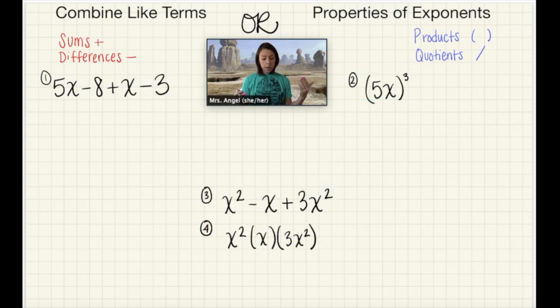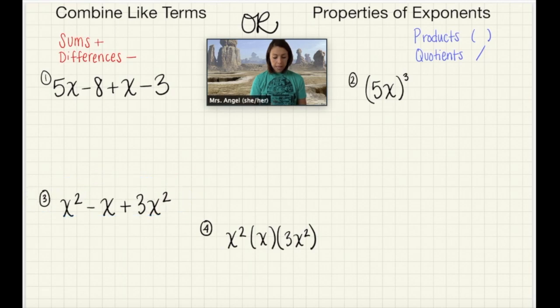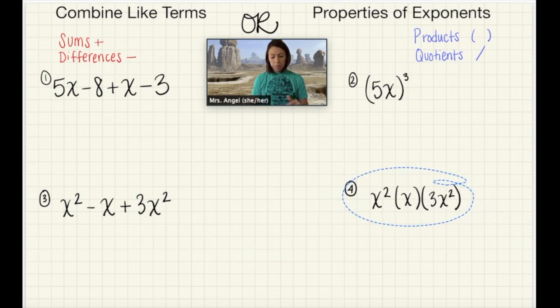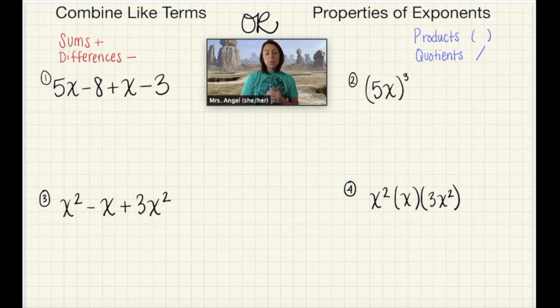Expression 3, x squared minus x plus 3x squared. This one's kind of hard because we see these x squareds and automatically we jump to properties of exponents, but it has minuses and pluses. This is a sum and a difference, which means this is actually also combining like terms. And then finally, x squared times 3x squared. Well, that's a lot of multiplication to not be our properties of exponents. Let's go in and actually simplify.